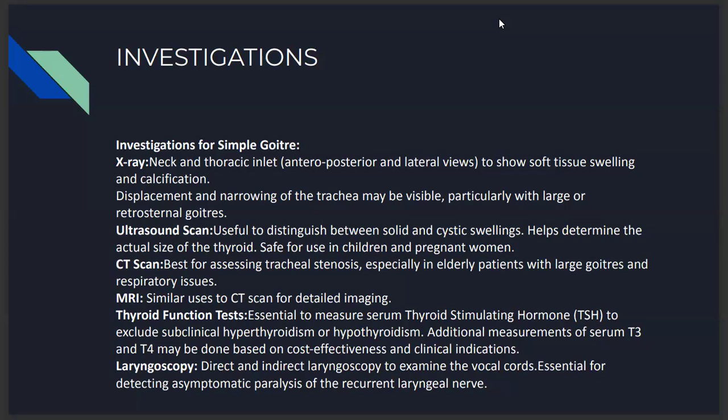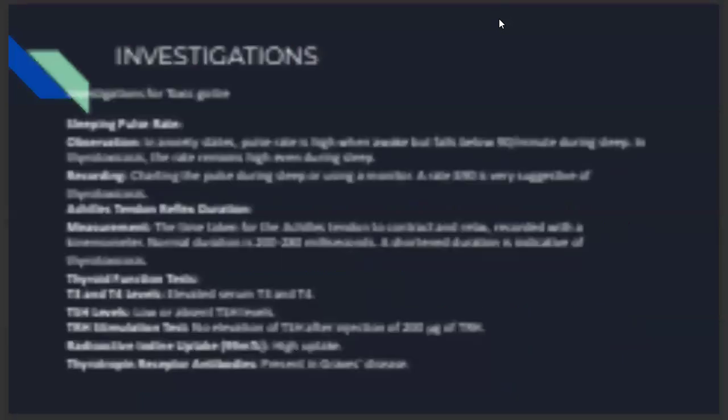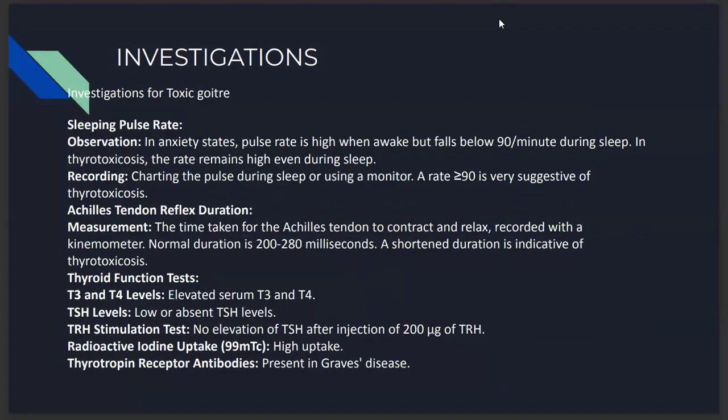Laryngoscopy, direct and indirect, to examine the vocal cords, is essential for detecting asymptomatic paralysis of the recurrent laryngeal nerve. Investigation for toxic goiter: sleeping pulse rate, observation.